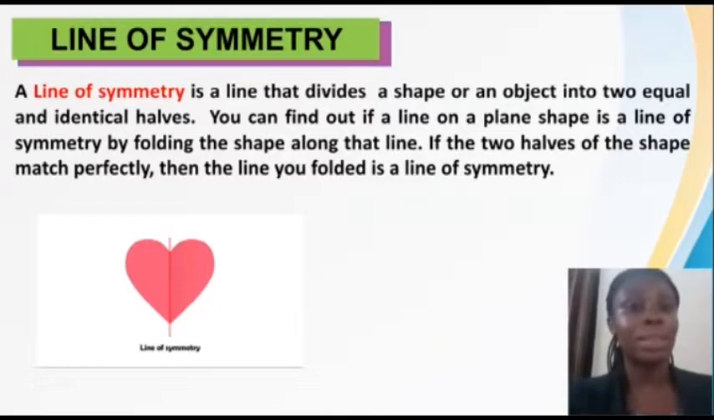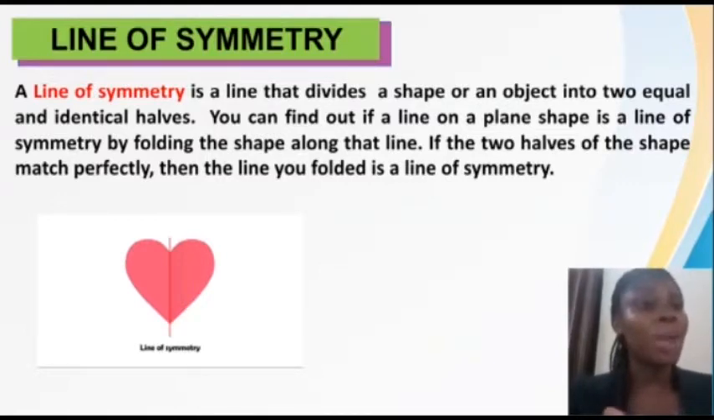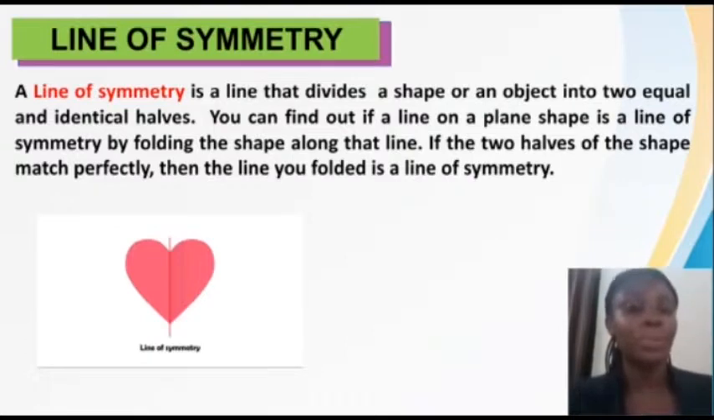You can find out if a line on a plane shape is a line of symmetry by folding the plane shape along that line. If the two halves of that shape match perfectly, that is, if they look alike exactly, that means that line on which you folded is a line of symmetry.